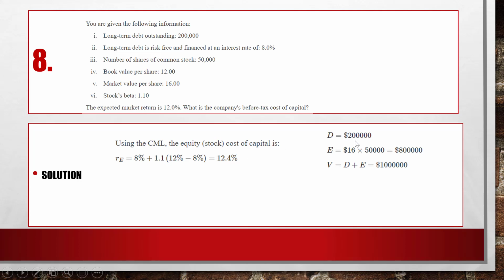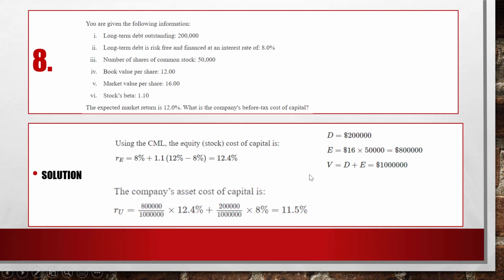Now debt value is 200,000. Equity value, you have to take the number of shares of common stock times the market value per share. So 50,000 times 16. It should be 800,000. So equity is 800,000. And we get the value of the whole firm as the debt plus equity, and we get $1 million. See that?